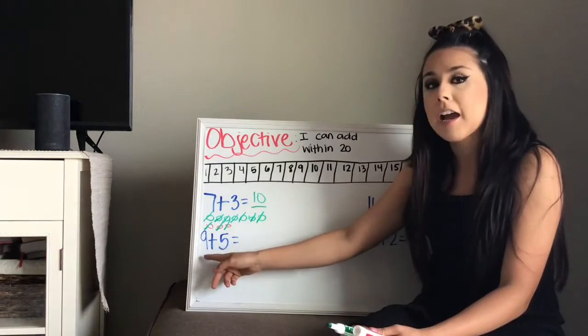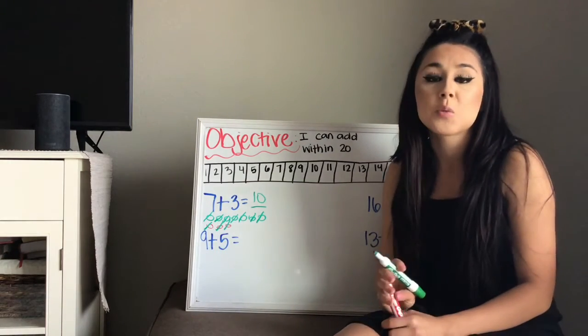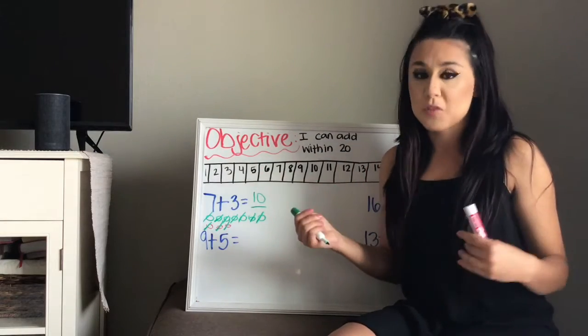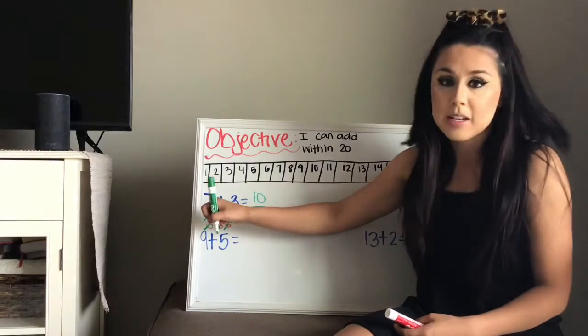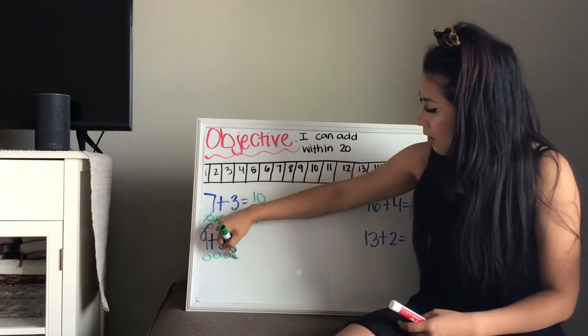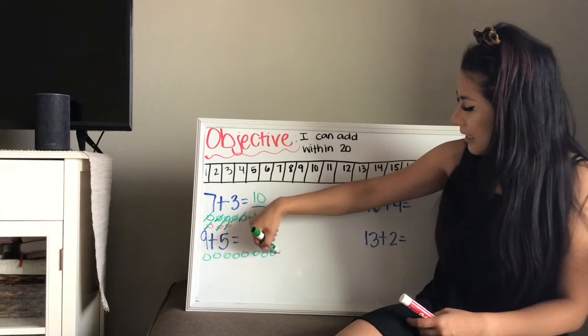We have 9 plus 5 equals, and we're going to figure out what that equals, what the answer, what the sum, what the total is. Those are all different names for the same thing. So we're going to start off with 9 circles. We're going to count slowly. Go ahead and count with me. 1, 2, 3, 4, 5, 6, 7, 8, 9.